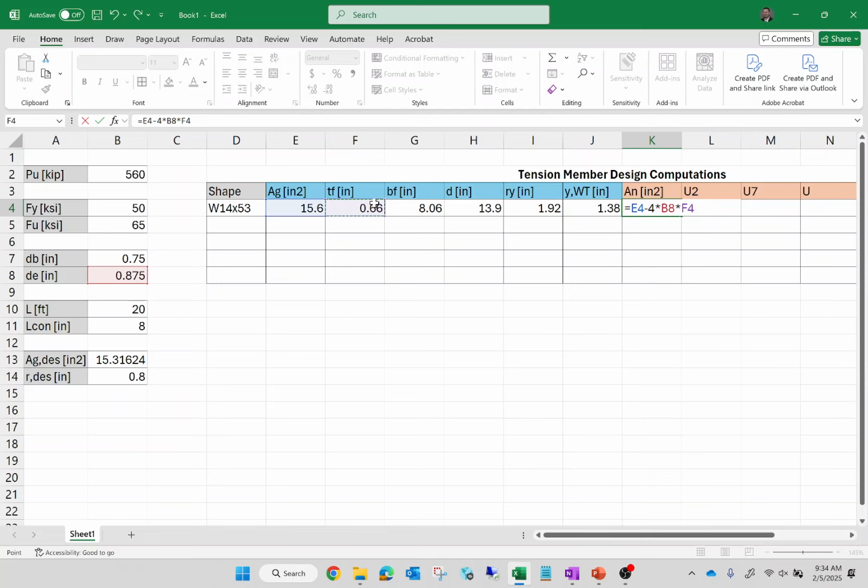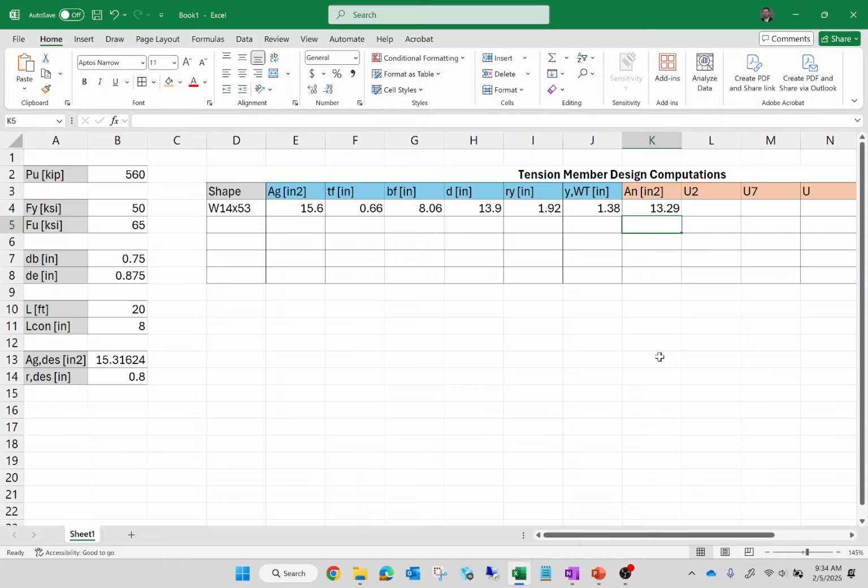I need to lock this one, right? I need to lock B8. Everybody remember the keyboard shortcut for that? F4. Does that make sense? 13.29? It should be less than this, right?